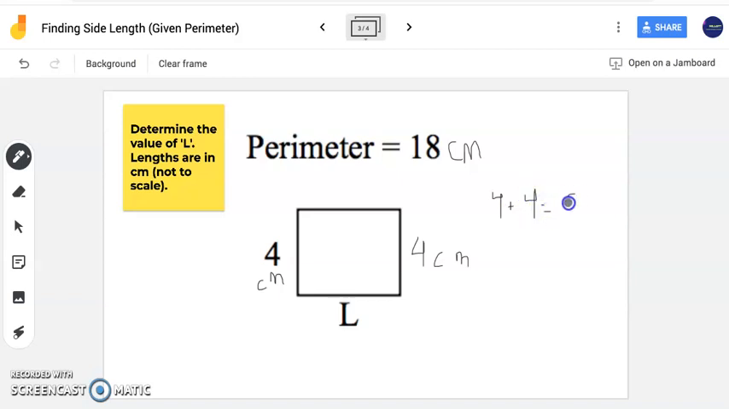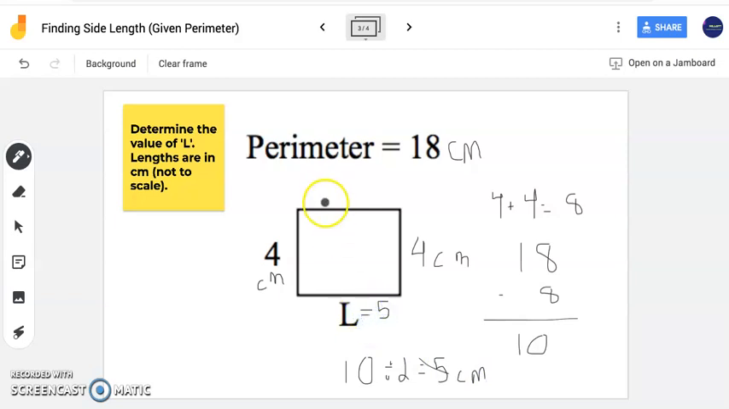And now I'm going to see how much is left for the other 2 side lengths. So I'm going to do 18 minus 8. And that's going to give me 10. But notice 10 is going to be for this side and this side. So we need to break that 10 into 2 equal pieces. So 10 divided by 2 is 5 centimeters. And that's telling me that this side length is 5 centimeters and this side length is also 5 centimeters.